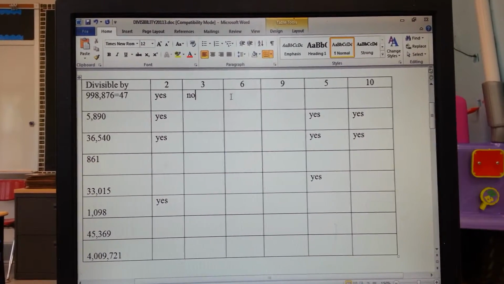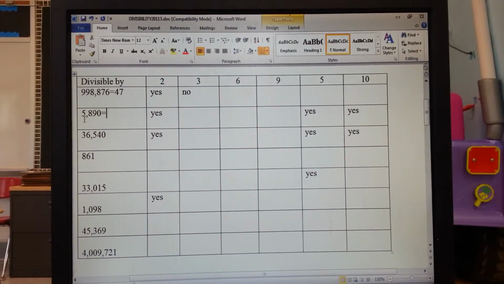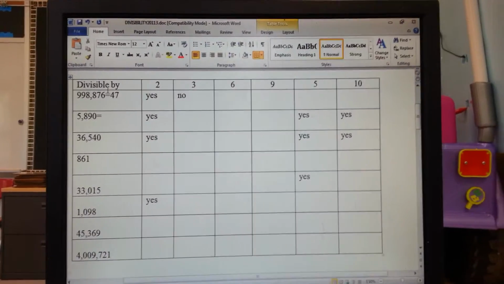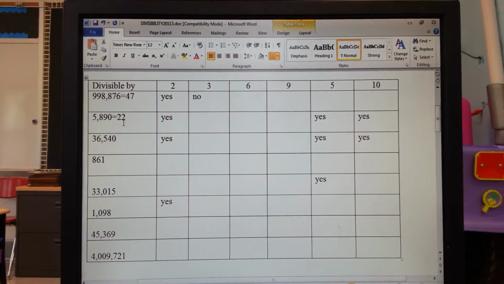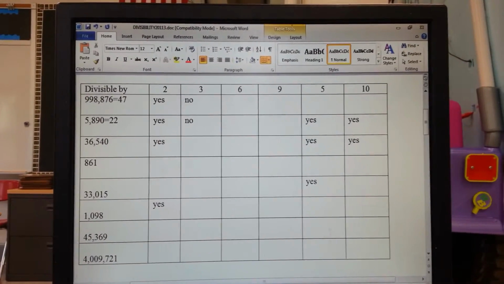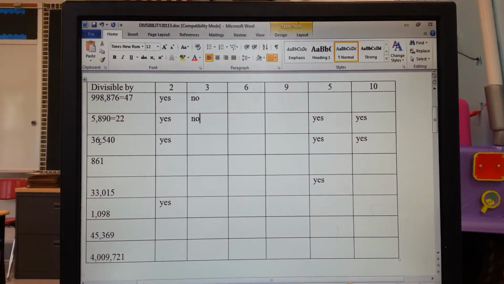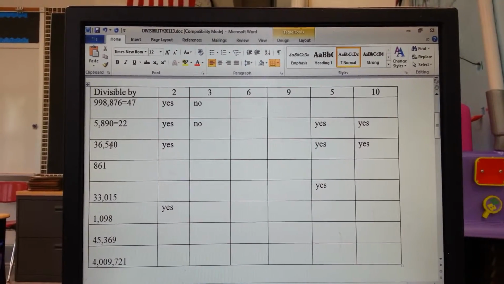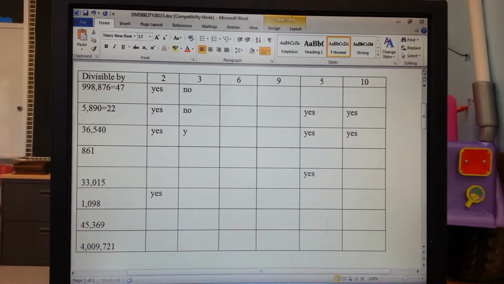Let's just go ahead and do that for all of them. 5 plus 8 is 13, plus 9 is 22. 3 times 7 is 21, and 3 times 8 is 24. So it's no for this. Let's try this one. 3 plus 6 is 9. 9 plus 5 is 14. 14 plus 4 is 18. 3 does go into 18, 3 times 6. So this is a yes.